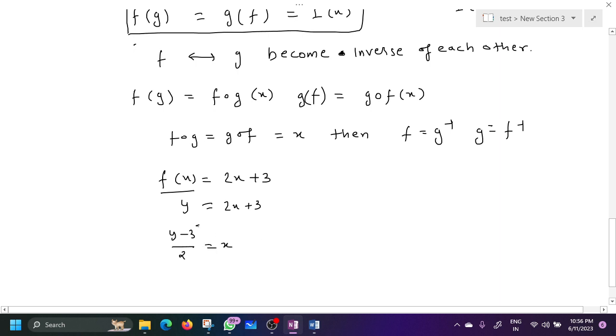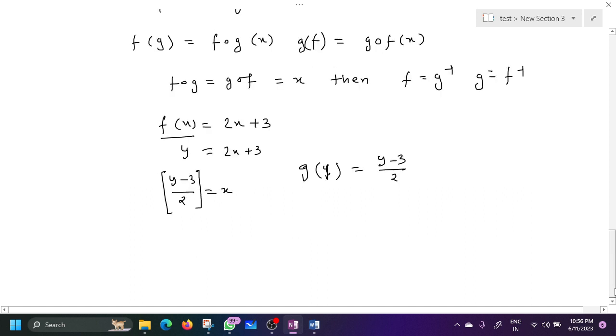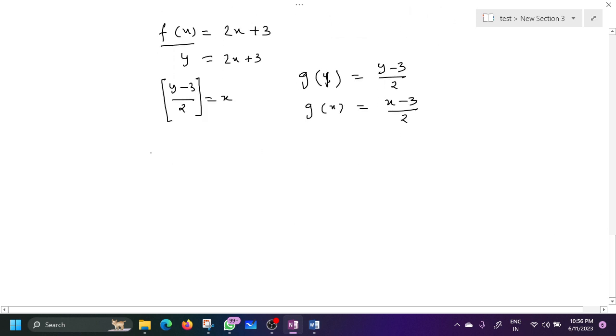Now this thing here is a function in y. So let us suppose this is g of y is equal to (y minus 3) over 2. Now g(y) can be again written as g(x), and you will get (x minus 3) over 2, just changing the variable. And now my claim is that f(x) and g(x) are inverse of each other.